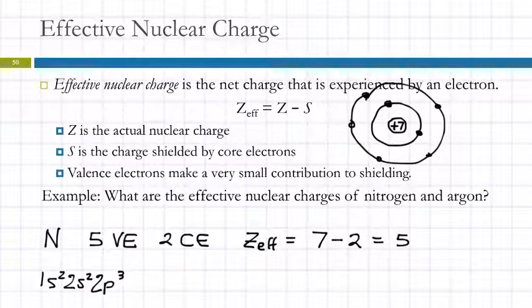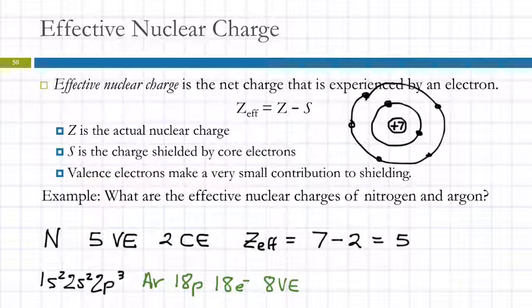So let's look at argon. I'll change colors here because this is getting confusing. So argon is element number 18. So we've got 18 protons in the nucleus. We have a total of 18 electrons. How many of those are valence electrons? What group is it in? It's in group 8, right? 8 valence electrons. How many core electrons? 18 minus 8, right? 10 core electrons. Or you can draw all this out, whatever.